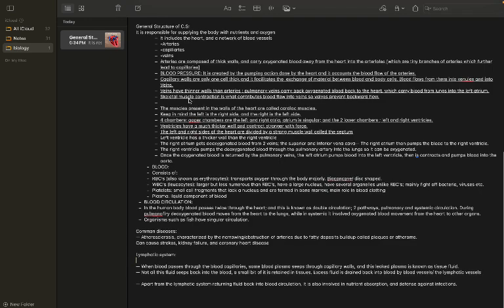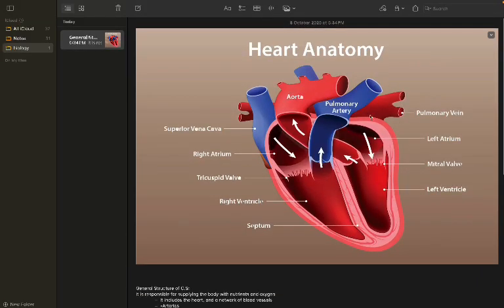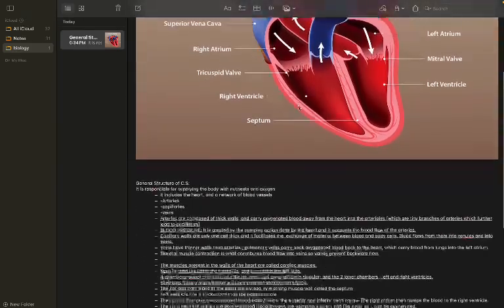Deoxygenated. Now moving on. Once the oxygenated blood is returned by the pulmonary veins, the left atrium pumps blood into the left ventricle, and then it contracts and pumps blood into the aorta. So, when it returns from the pulmonary vein into the left atrium, then to the left ventricle, it then moves into the aorta. This is the aorta.